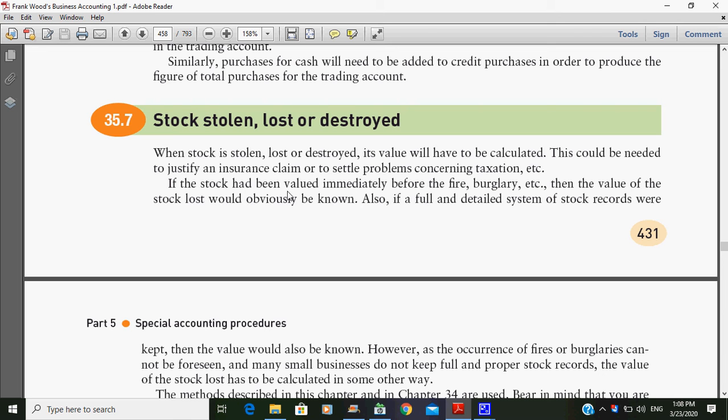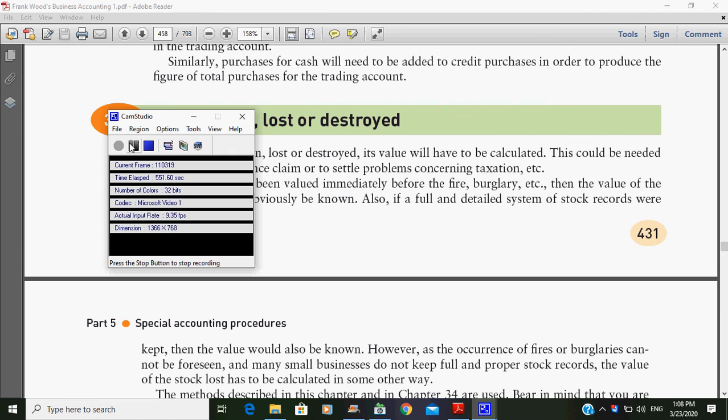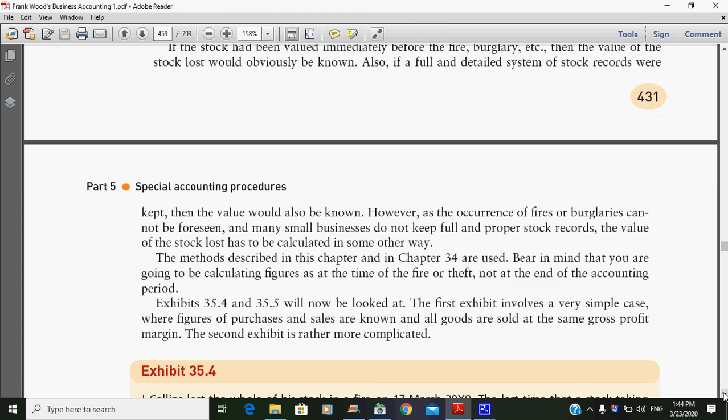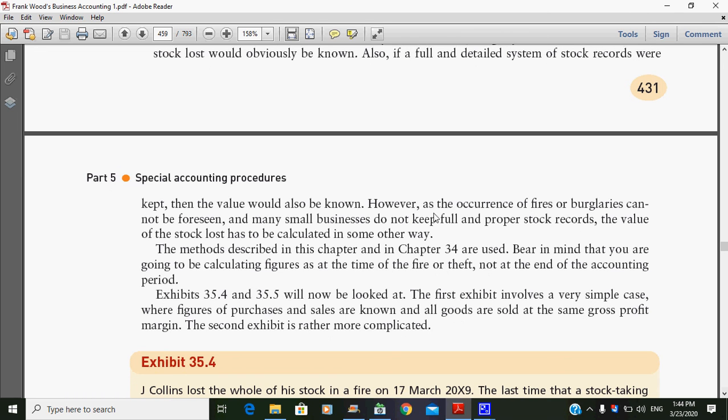If the stock had been valued immediately before the fire, burglary, etc., then the value of the stock loss would obviously be known. Also, if a full and detailed system of stock records were kept, then the value would also be known. However, as the occurrence of fires or burglaries cannot be foreseen, and many small businesses do not keep full and proper stock records, the value of the stock loss has to be calculated in some other way.